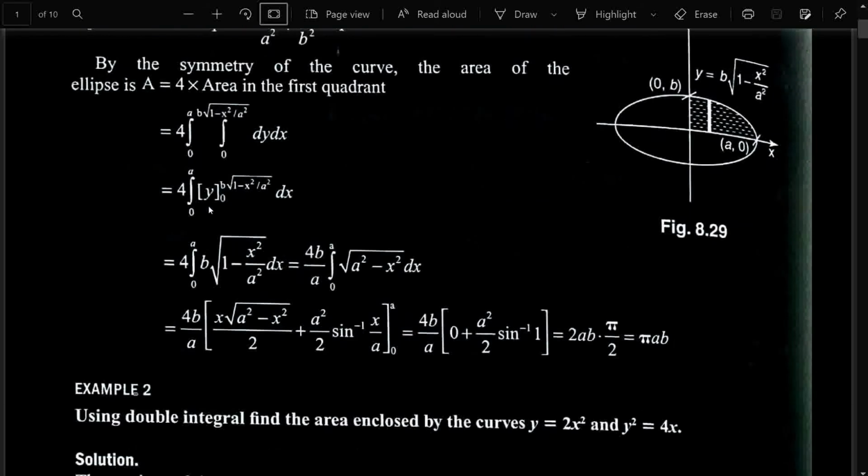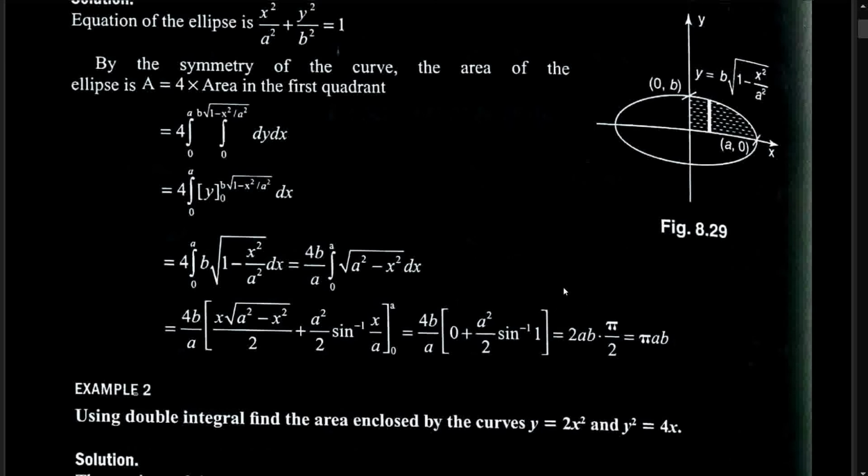These are simple integrations: upper limit minus lower limit and so on. These are simple and self-explanatory. Try to do it and cross-check with this.